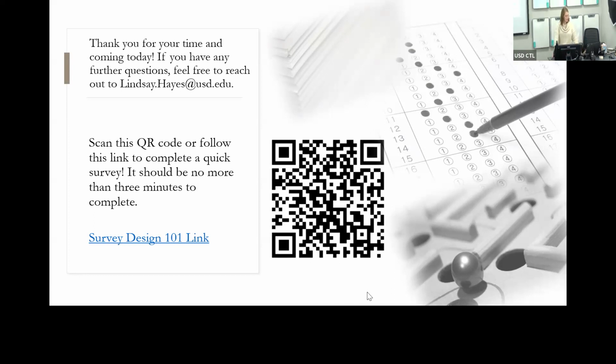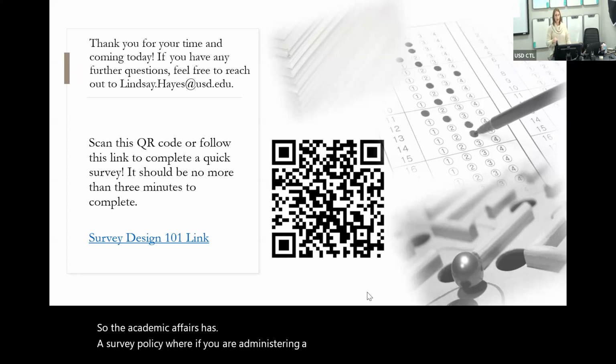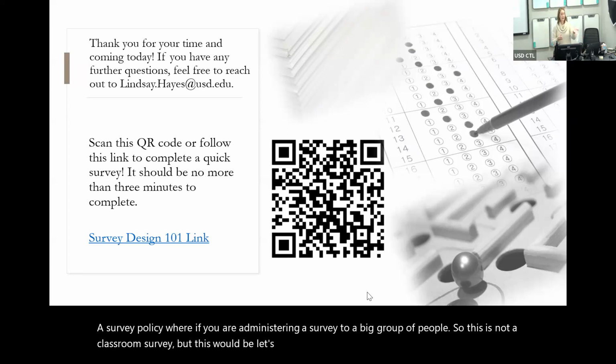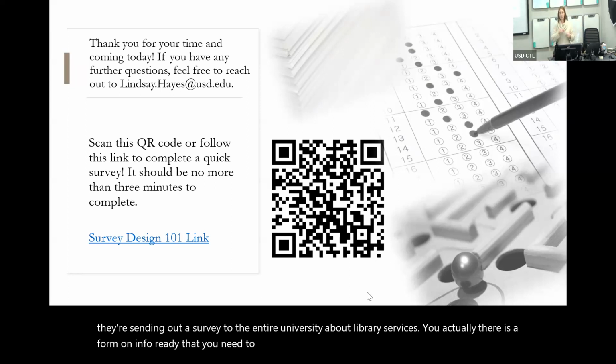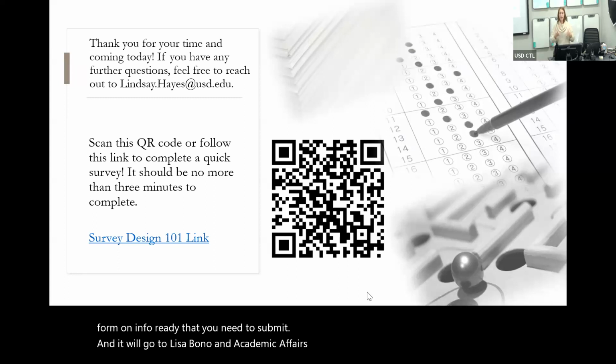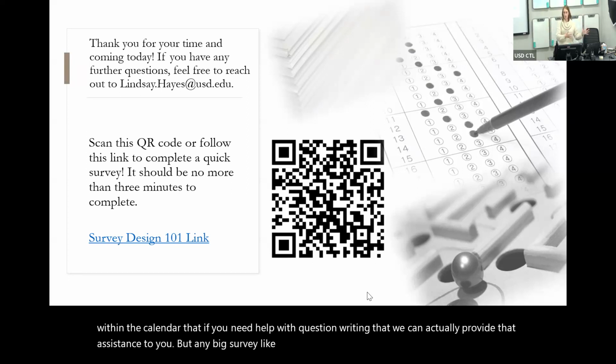Oh, so a question is, did we talk about the survey committee submissions and the approval process? So Academic Affairs has a survey policy where if you are administering a survey to a big group of people, so not a classroom survey, but let's say the library sending out a survey to the entire university about library services, there is a form on InfoReady that you need to submit, and it will go to Lisa Bono in Academic Affairs, and I'm still on it too, to make sure that it is within the calendar, and if you need help with question writing, we can provide that assistance. But any big survey like that does need to go through Academic Affairs.